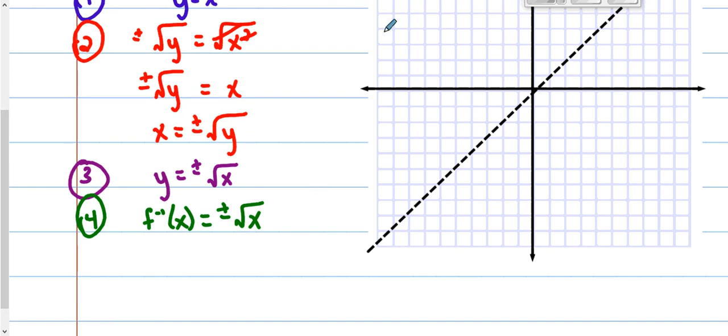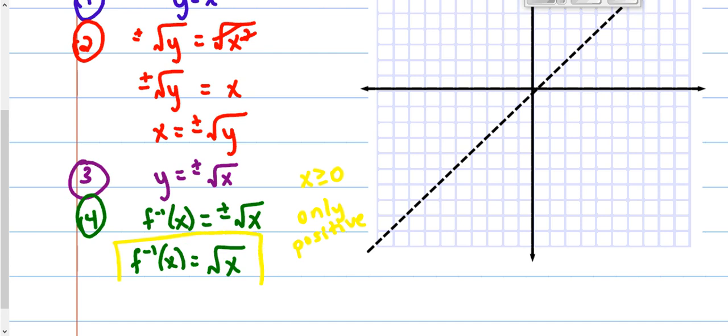So I'm going to put a little note to the side out here. X greater than or equal to 0, only positive. That means whenever we write down our answer here, it's going to be f inverse of x, just the positive square root of x. I don't need the negative because of the stipulation the problem gave me. So there's the first part where it says to find the inverse when x is greater than or equal to 0. Now it says to graph the inverse and its function.